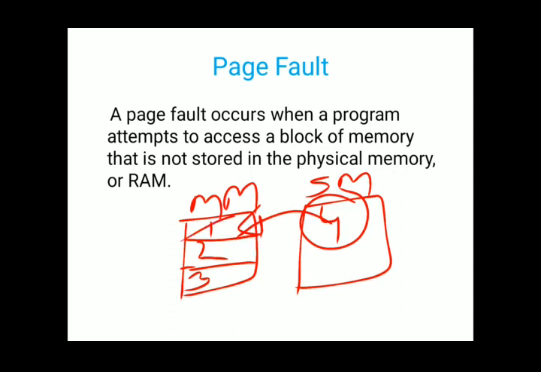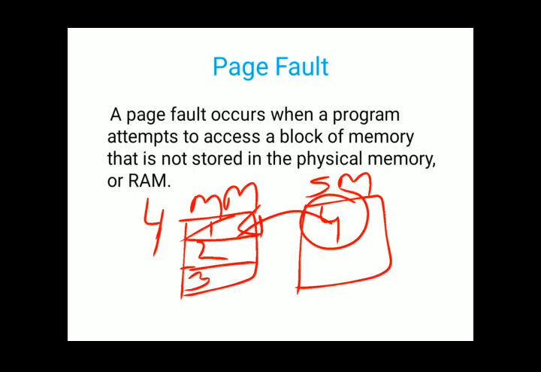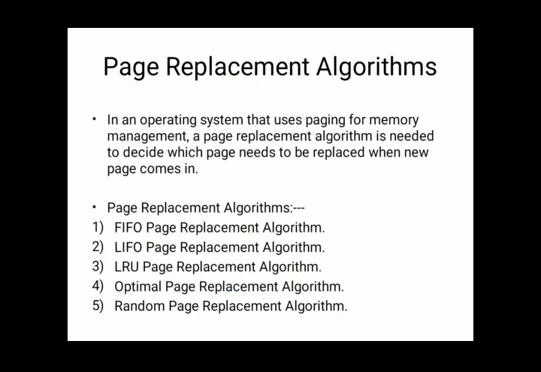The one needs to be replaced and we have to put one in this place. So by doing this we can use different page replacement algorithms for replacing the pages in main memory. This is the page replacement algorithm. It means that we have to decide which page in memory is to be replaced. So we have 5 types of page replacement algorithms.